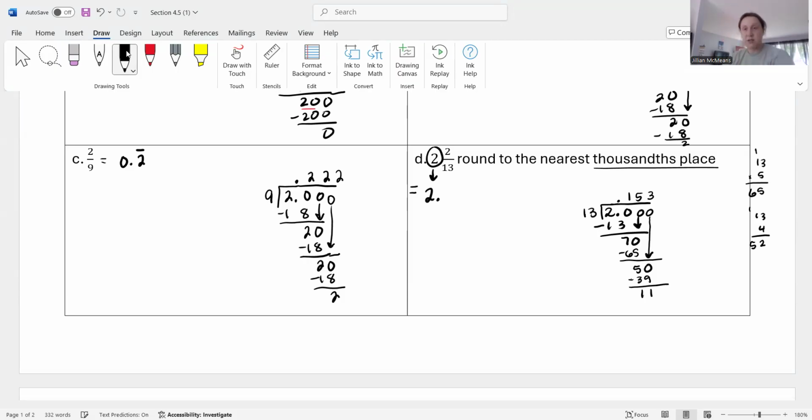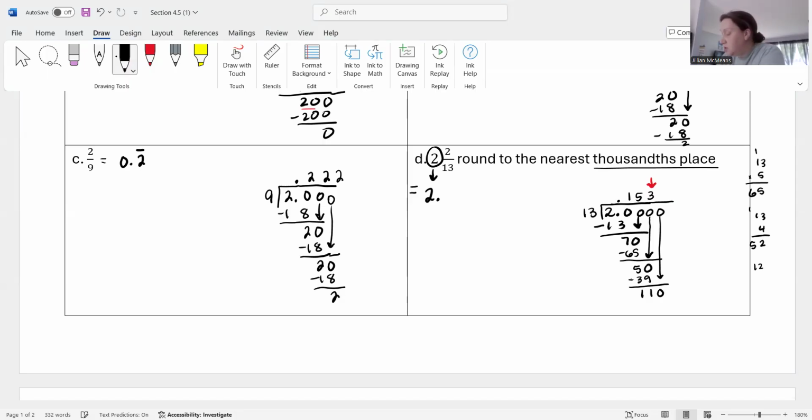And let's stop for just a moment and think about this. The directions say, hey, round to the nearest thousandths place. Well, this is the thousandths place, but I don't know at this point if I round up or if I round down. So I need to divide one more full cycle so I know if I round up or down. Okay, so let's do this one more time. So let's add a 0 and drop it down. And now we're looking to see how many times 13 will go into 110. So let's kind of think about it. So we know 13 times 4 is 52.